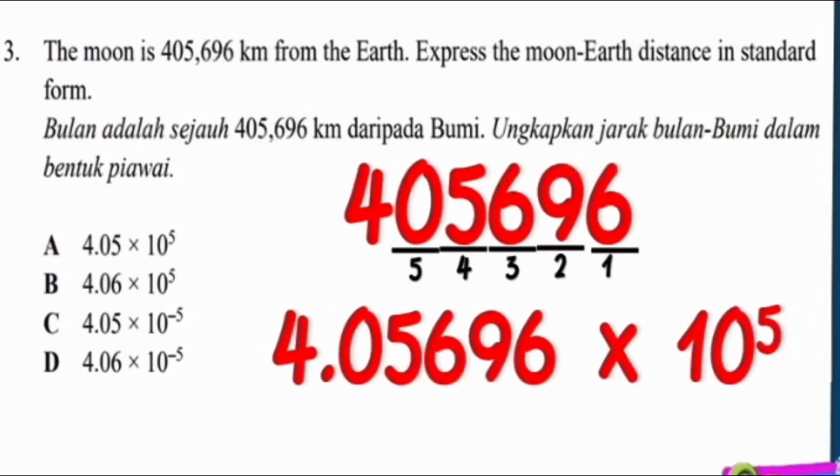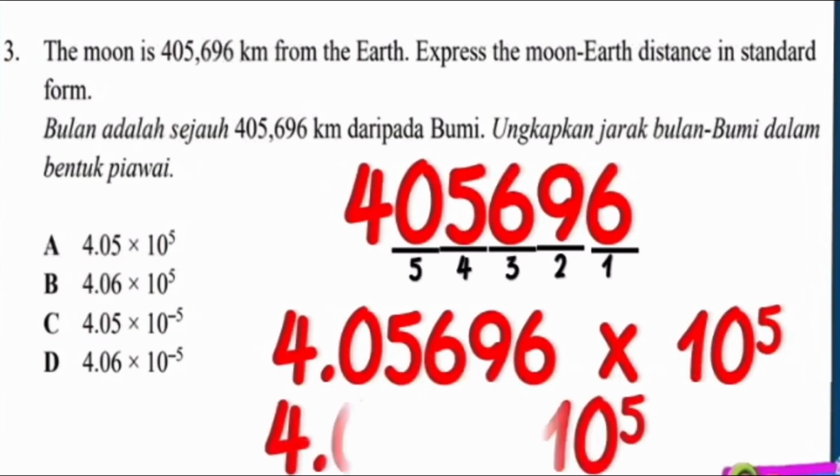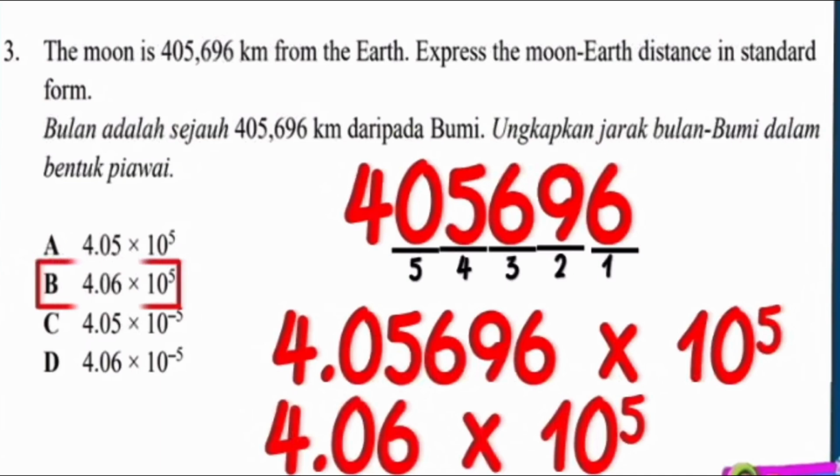But then you have to round off according to the answer given, right? So this is 3 significant figures. So you have to check the fourth digit, which is 6. 6, is it more than 5? Yes, it is more than 5. So what must you do? You must add 1 to the 5, right? So the answer should be 4.06 times 10 to the power of 5, right?